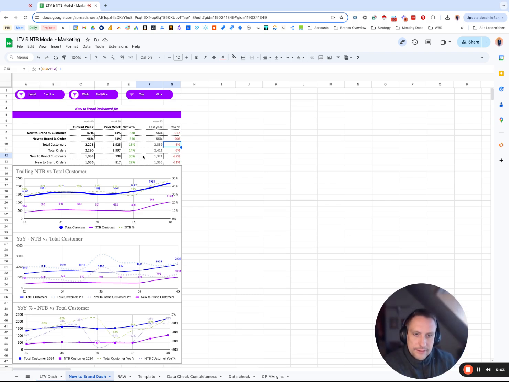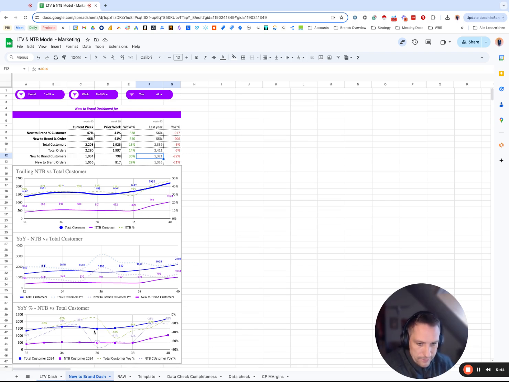On the new to brand side, we are a little bit more down. So it's 1,000 versus 1,300 last year. So you can see there's still room to increase the new to brand customers by adding more marketing spend on new to brand keywords, for example. So your generic keywords, your competitor keywords. It's obviously not your branded keywords. Your branded keywords are usually bringing you in repeat customers that are not new to the brand. So you want to push those generic terms, external traffic, display, whatever, to increase new to brand percent.